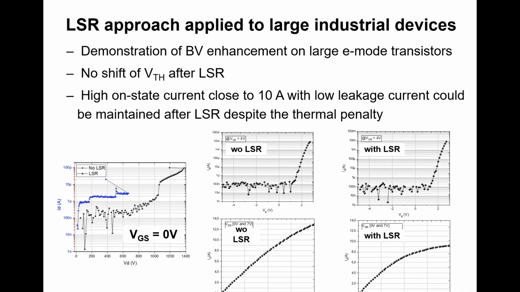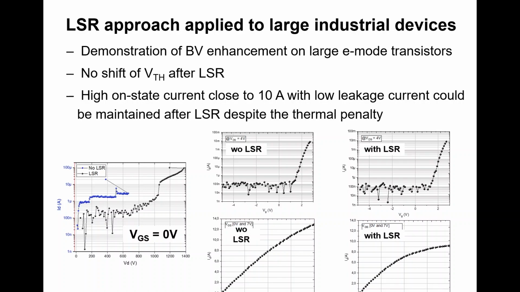And you can see that the device we got here at 0 volt bias, so truly normally off, we could see the enhancement clearly of the breakdown voltage. So this could be applied to large devices. And to prove that it's large devices, you want to use the on state. So this was about 13 ampere devices.